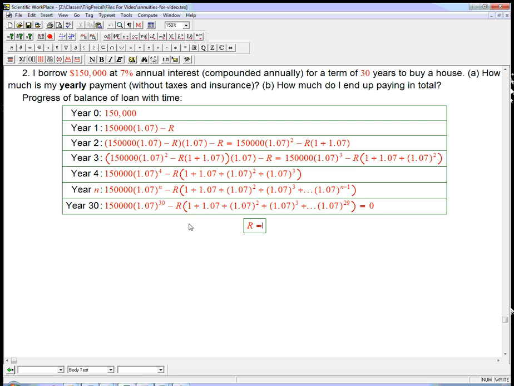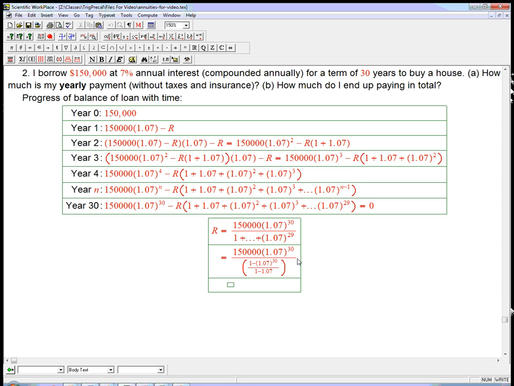Okay, so R is just going to be, move it over and divide, 150,000 times 1.07 to the 30th over this big sum all the way up to 1.07 to the 29th. Now, we have a shortcut for that, the bottom sum. Okay, so let me just write the top again. 1.07 to the 30th. And then the shortcut is itself a fraction, so that's going to look a little bit complicated. It is 1 minus 1.07 to the 30th. Hey, that's the same power. Interesting. Over 1 minus 1.07.